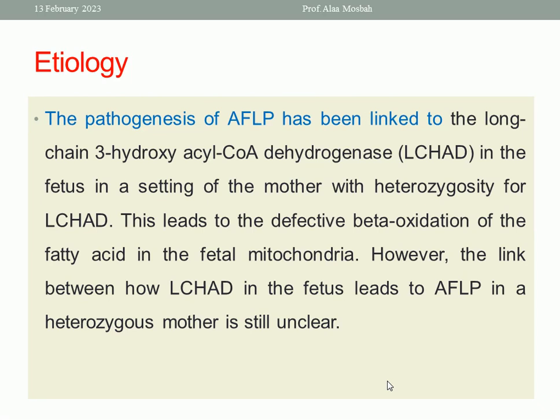But why this happens in a heterozygous mother and a fetus with deficient long-chain 3-hydroxyacyl dehydrogenase is still unclear. Okay, but you should understand the idea. The idea is that a defect in metabolism of fatty acids leads to accumulation of these fatty acids inside the hepatic cell, causing damage to the hepatocyte. Okay?